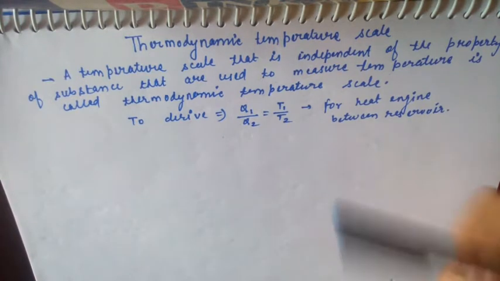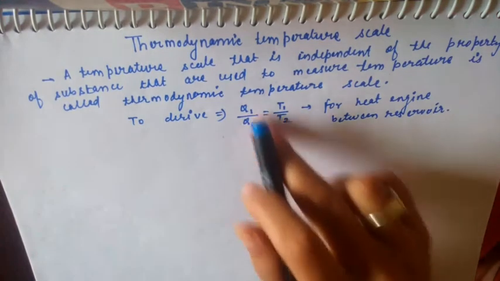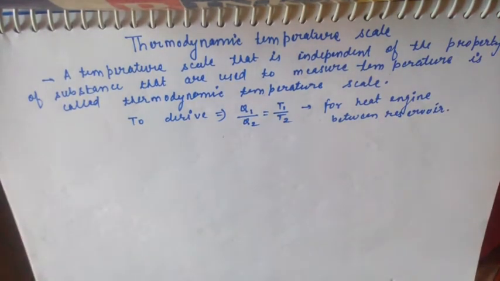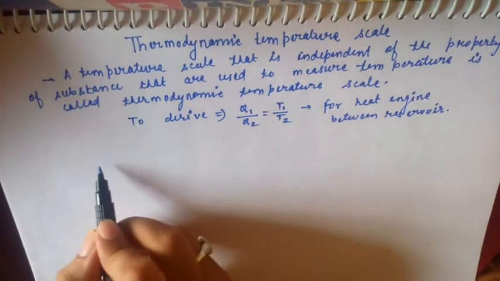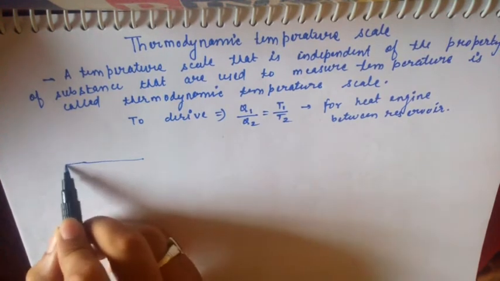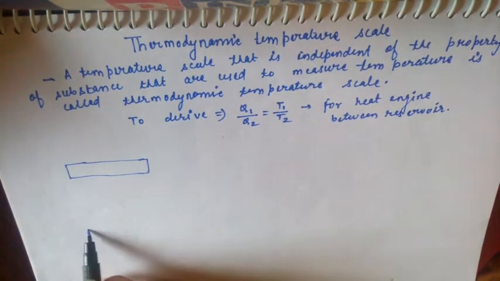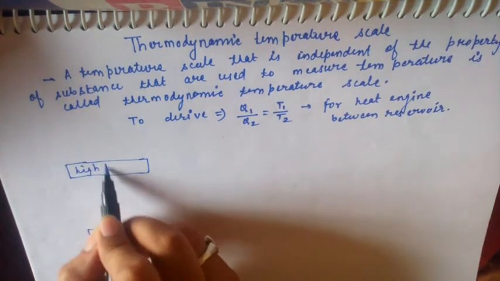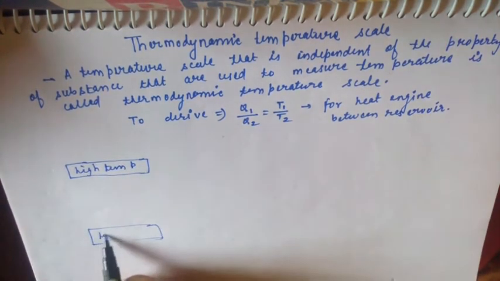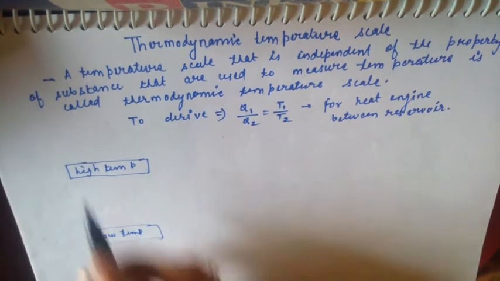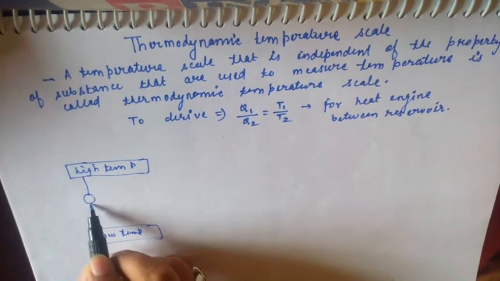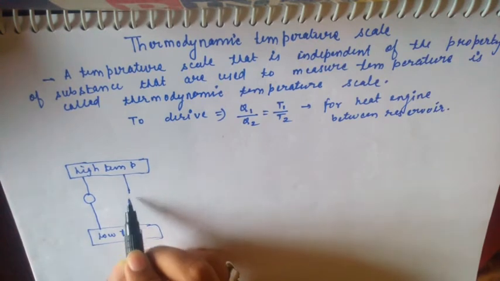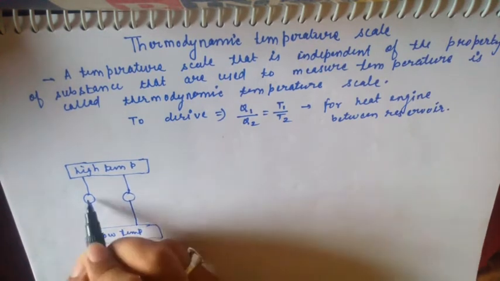So now we have to prove Q1 upon Q2 is equal to T1 upon T2. So let's start our discussion. Now suppose this is a high temperature reservoir and this is a low temperature reservoir, and in between them two cyclic heat engines are there, 1 and 2.